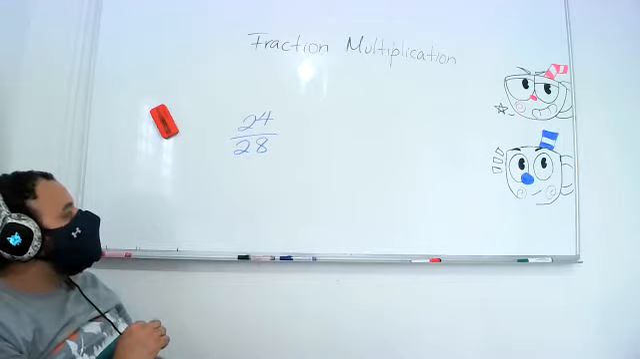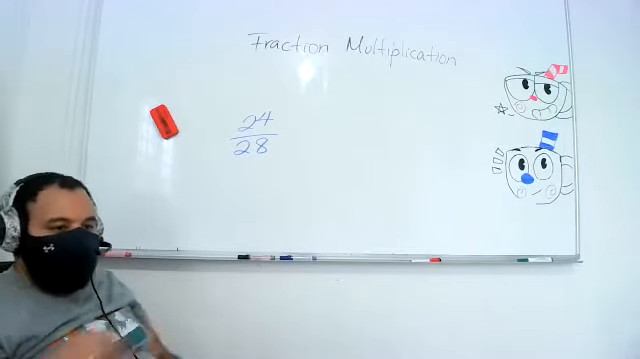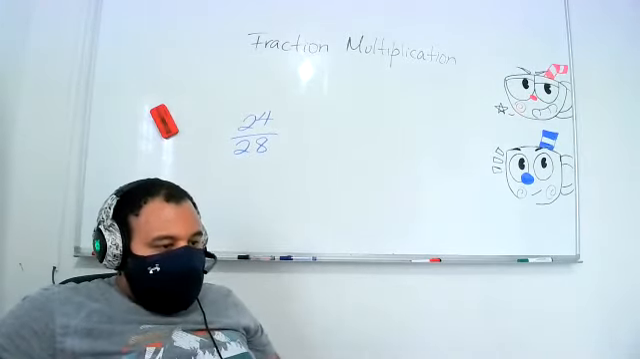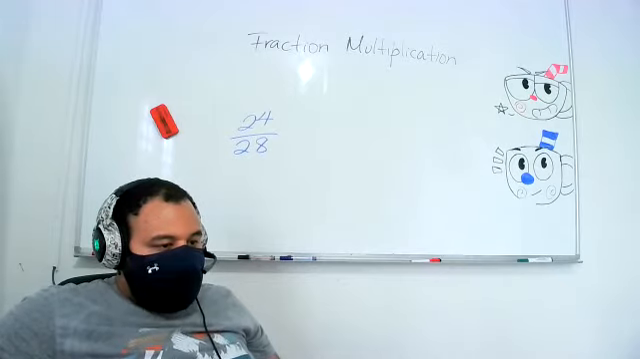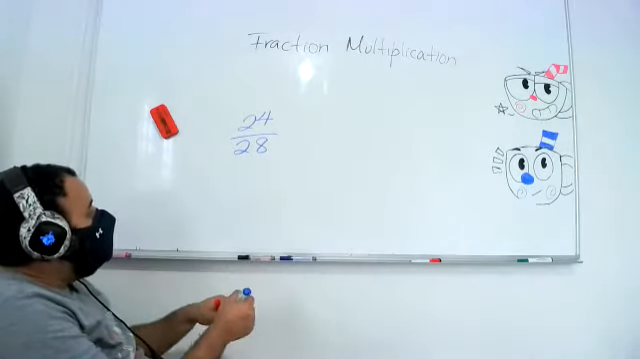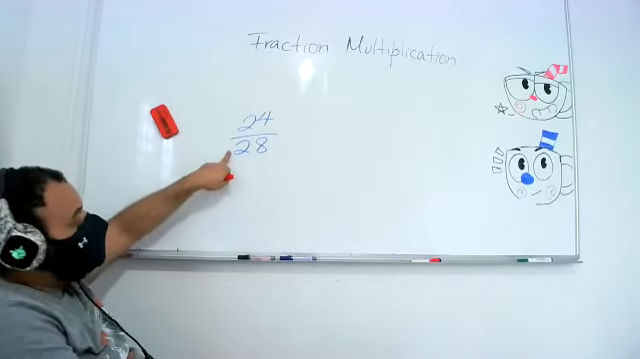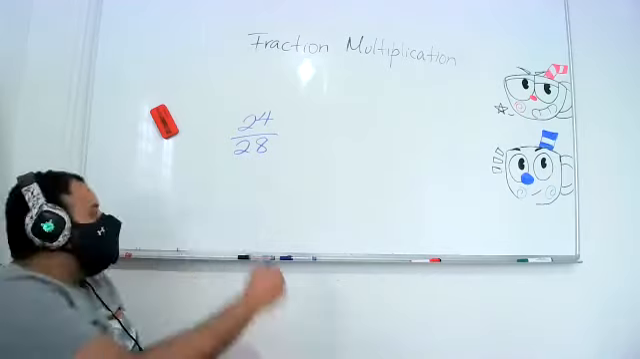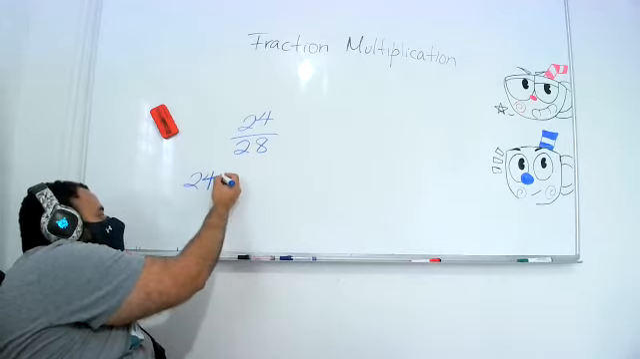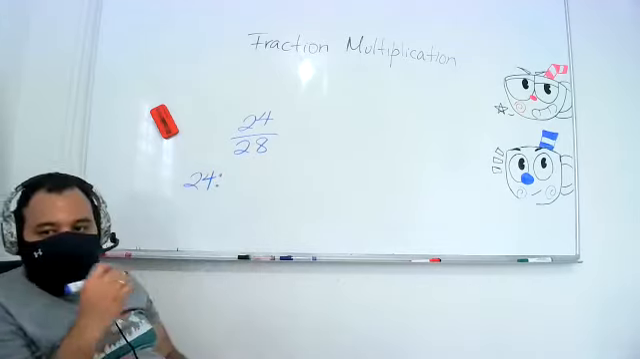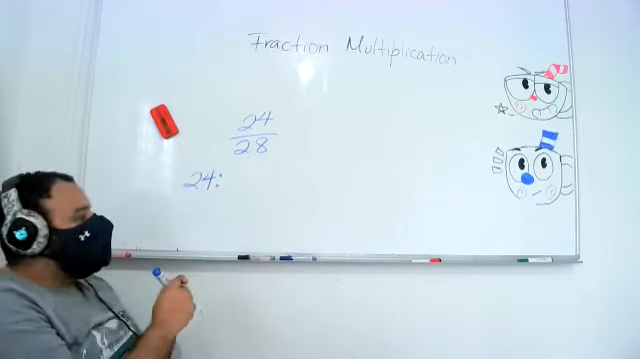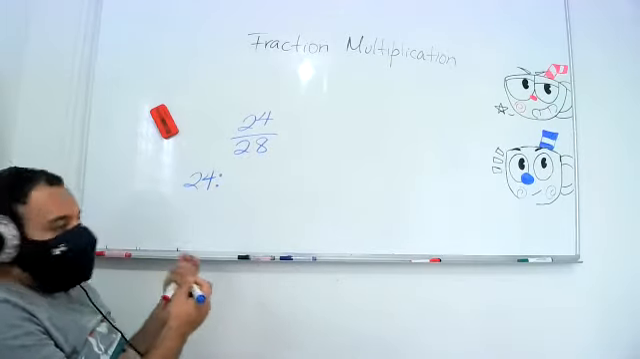I will try to look for a common factor. The common factor, I will find it by looking for numbers that multiply 24 and numbers that multiply 28. So I will make here one list to remember all the numbers that multiply 24, meaning all possible numbers that multiply 24. I will start my list with number 1.